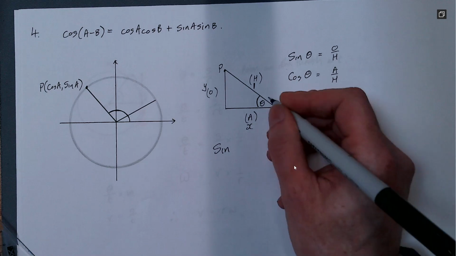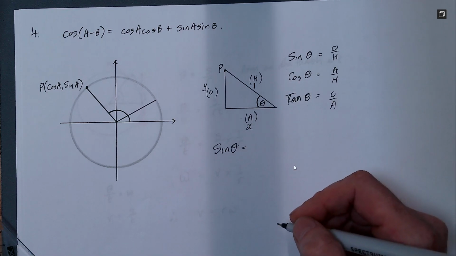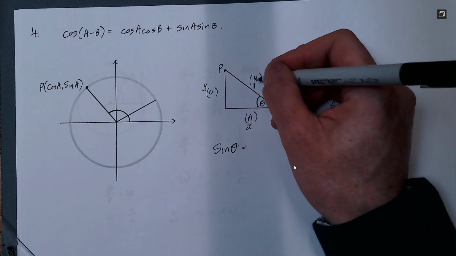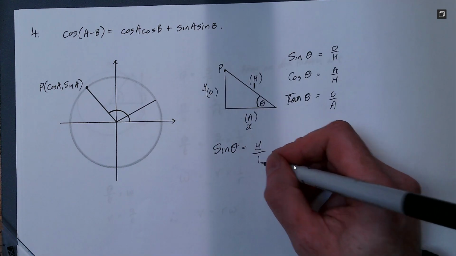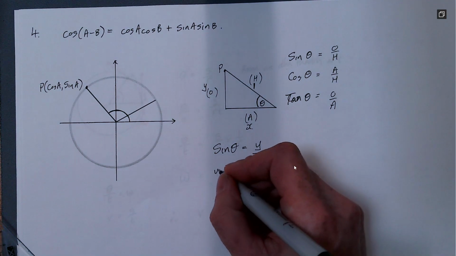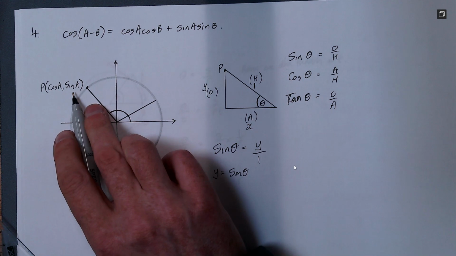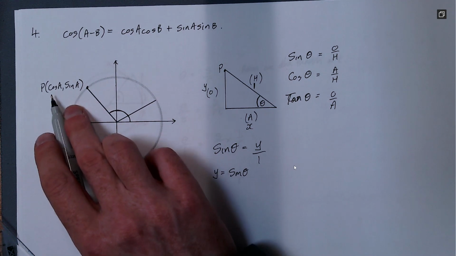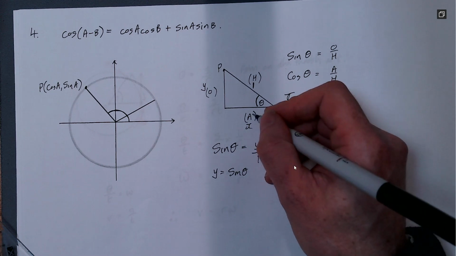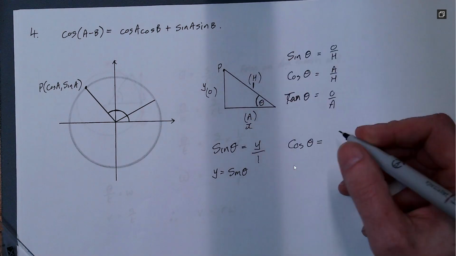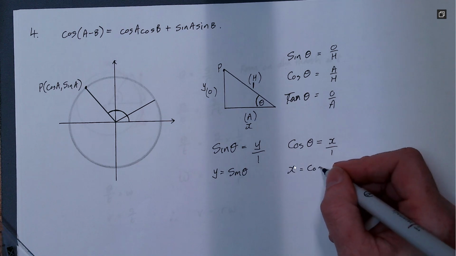So opposite over hypotenuse gives sine. That means the y-coordinate is sine theta. So the y-coordinate is sine A, and the x-coordinate is cos theta, since adjacent over hypotenuse is x. So the x-coordinate is cos theta.